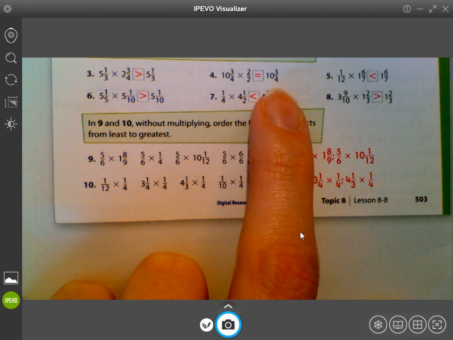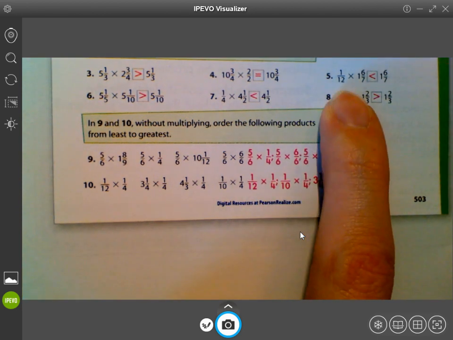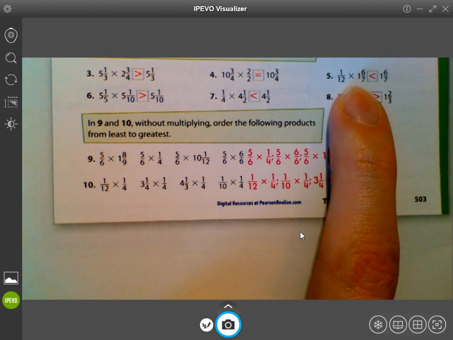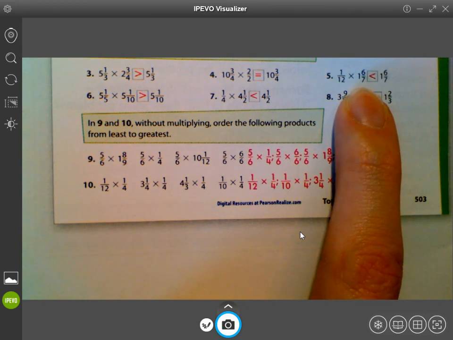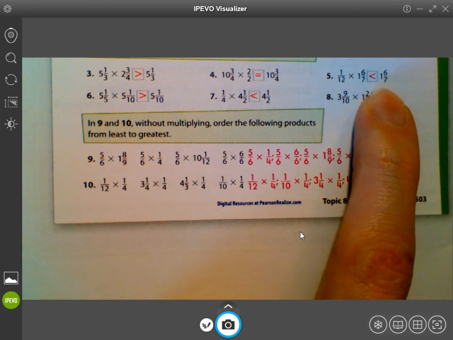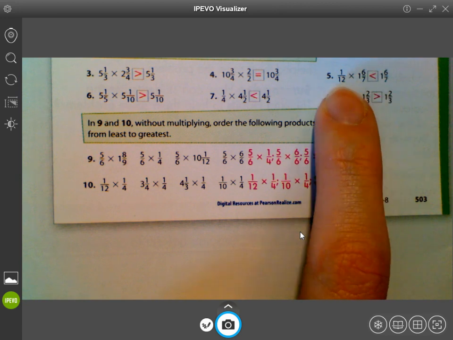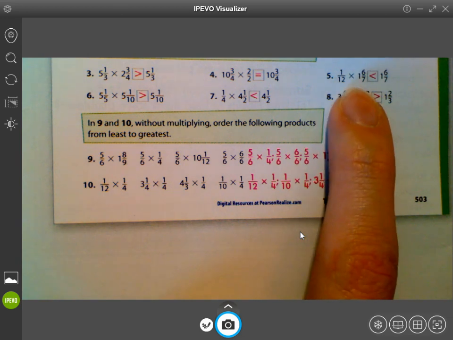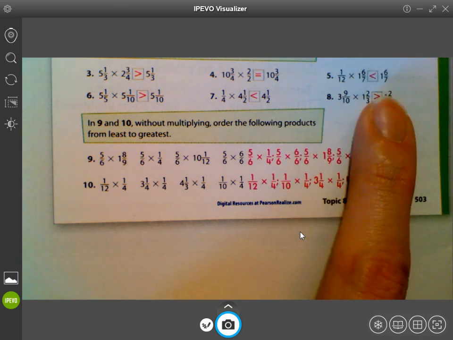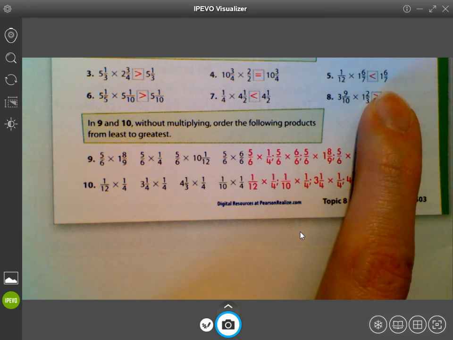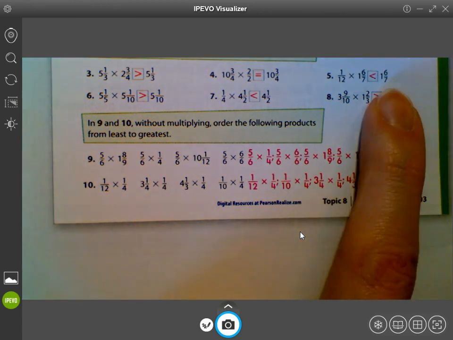Nice. And then number 5, we had 1/12 times 1 6/7, and we want to know how that compares to just 1 6/7. Well, 1/12 is less than the whole number 1. So if we're multiplying 1 6/7 by 1/12, it will be less than just 1 6/7 on its own. How do we feel about number 5? Show me on your hands. Okay, 5 for 5. Nice.